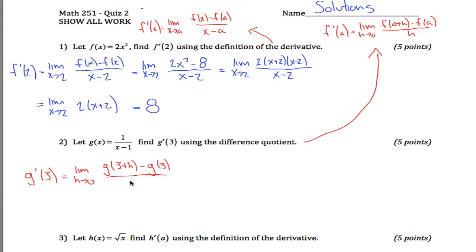all divided by h. Well, my function g of x is 1 over x minus 1, so for g of 3 plus h, I'd have to change this x into 3 plus h. And if I did that, I get 1 over 3 plus h minus 1 minus 1 over 3 minus 1. And that whole thing is over h, and I forgot to write limit in here. This is the limit as h approaches 0.